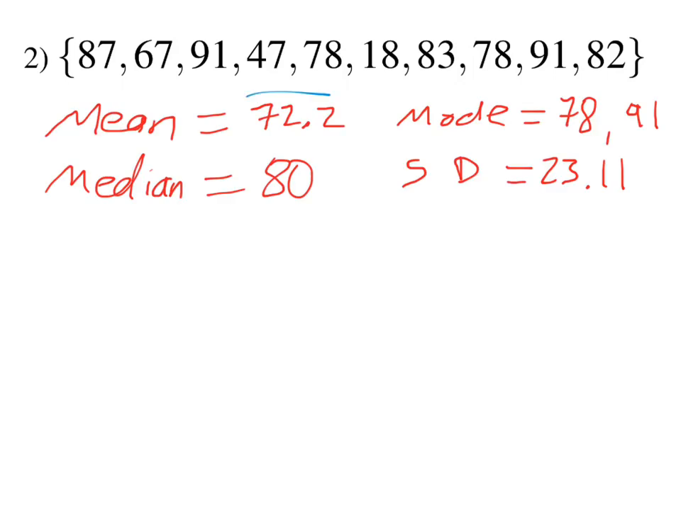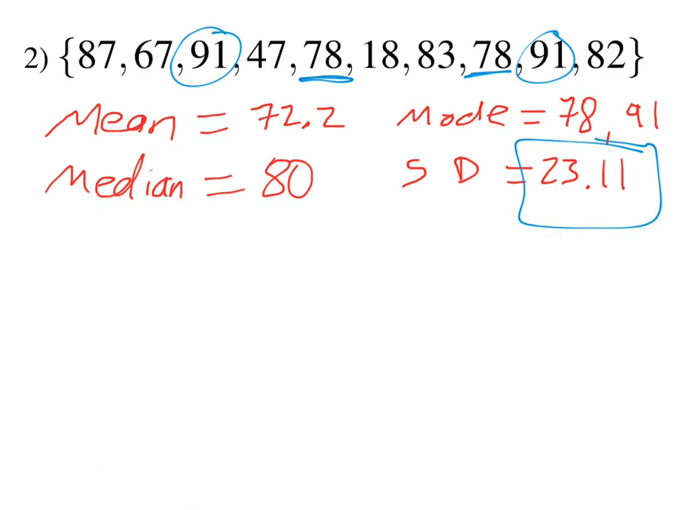Did you get 72.2? 80. This one actually has 2 modes of 78 and 91. It's because 91 and 78 both show up twice. And the standard deviation is 23.11. All right, let's have you do one more. Pause the video, put number 3 in, and let's see if you're getting the right numbers.